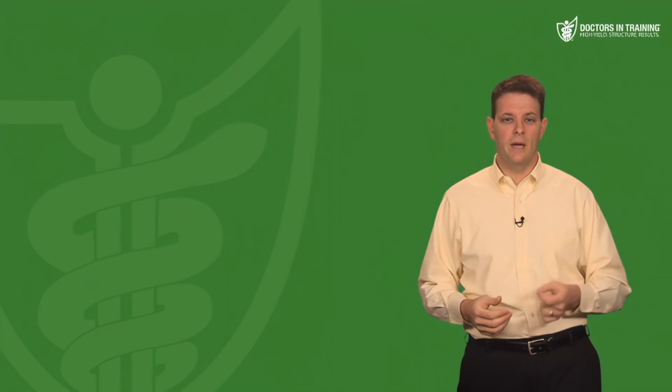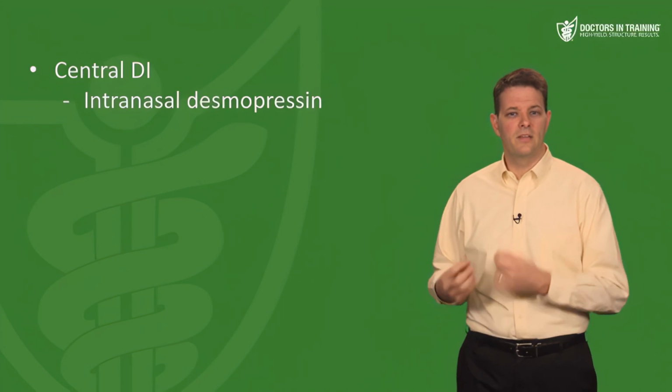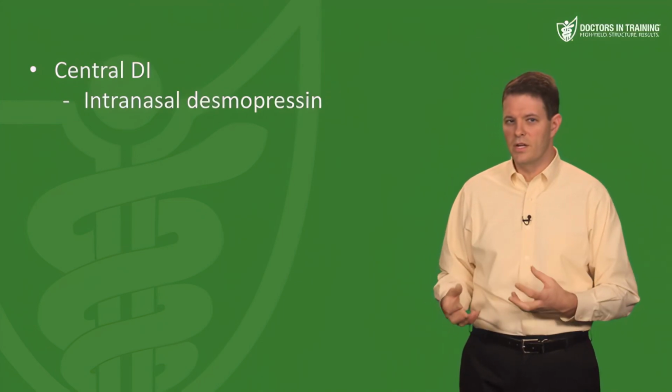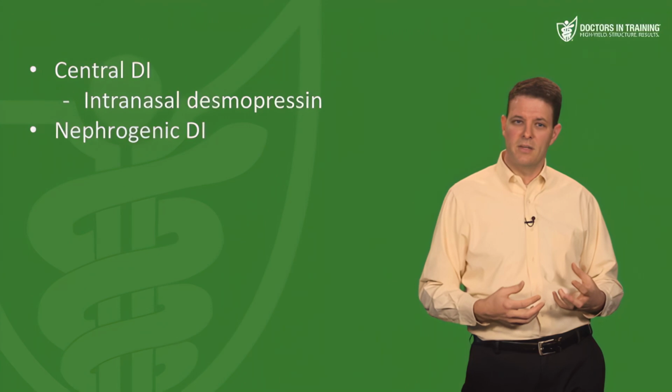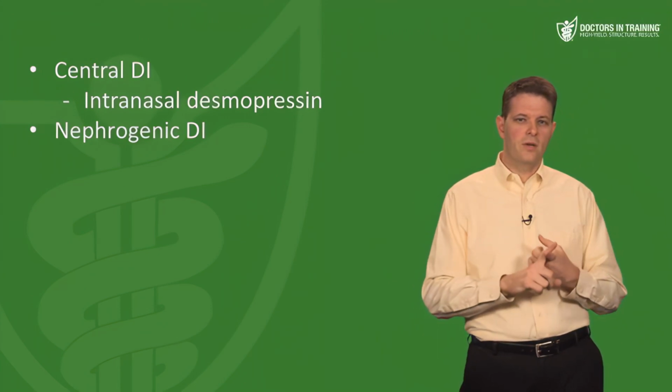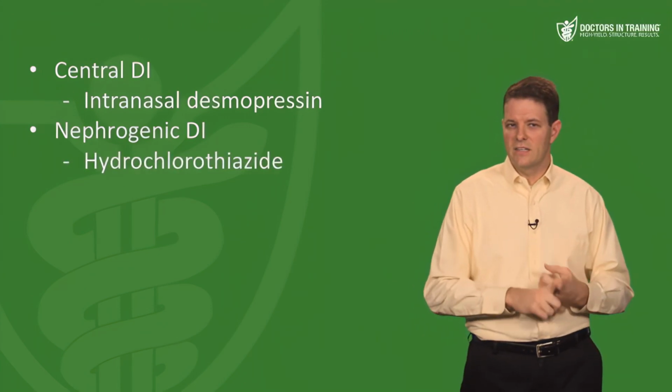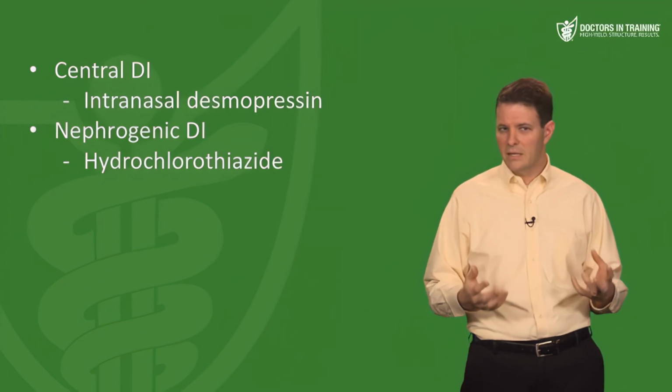So how do we treat diabetes insipidus? Well, if it's central DI, then the treatment would be intranasal desmopressin. You're just replacing the hormone that's deficient. For nephrogenic diabetes insipidus, it's a little trickier. First-line treatment is hydrochlorothiazide, or HCTZ, which doesn't automatically make sense.